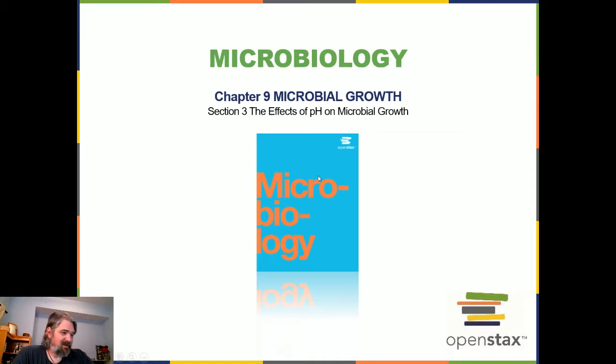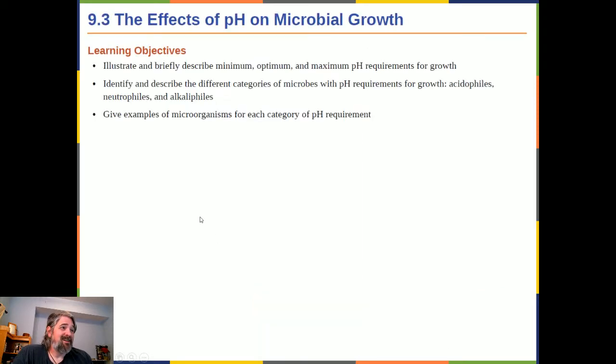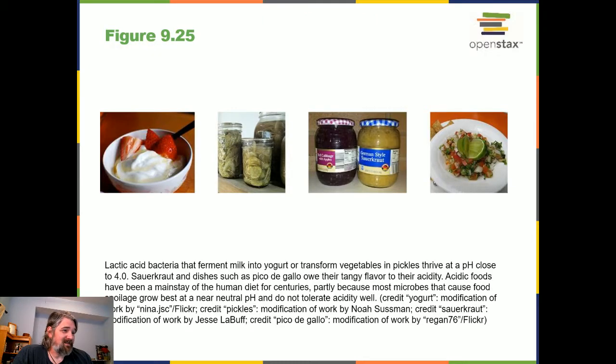So time, 23 minutes. We're doing fine. Okay, the effects of pH on microbial growth. So minimum, optimum, maximum pH, different categories, and then give examples. This is where we get into some of the preservation methods that people figured out long before we understood what microorganisms were at all.